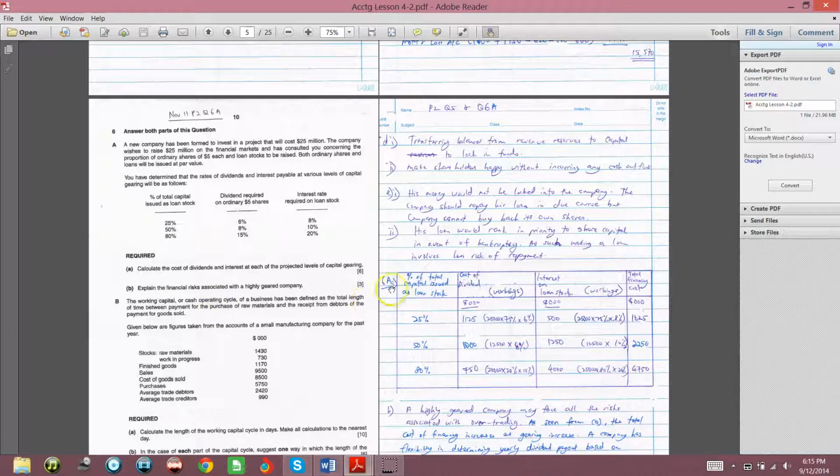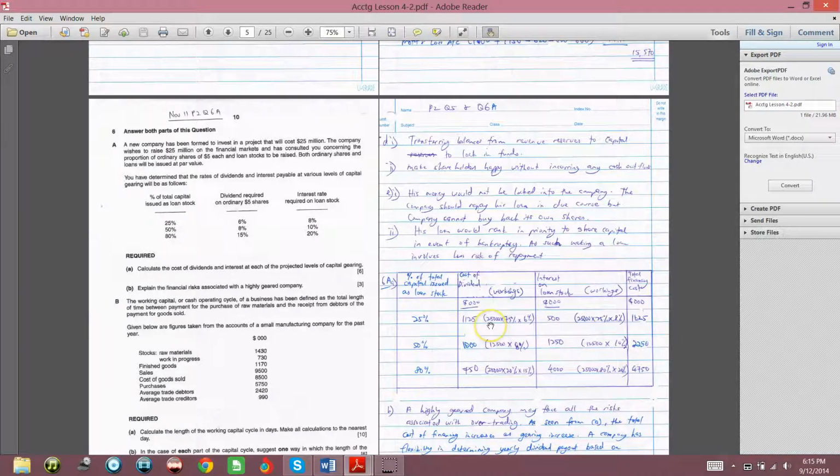Calculate the cost of dividend and interest at each projected level of capital gearing. So this one is interest on loan stock at each level of capital gearing. So this is my level of capital gearing: 25%, 50%, 80%. The question wants you to calculate the cost of dividend and interest on loan stock. I'm putting an additional info column, total financing cost. All figures in thousands.